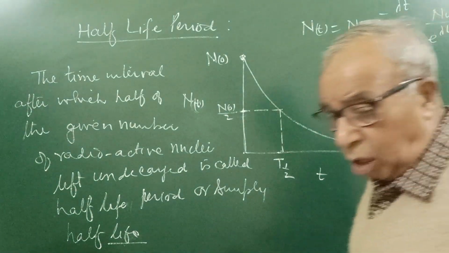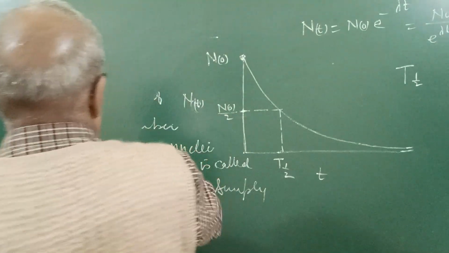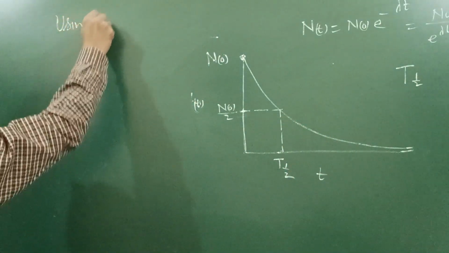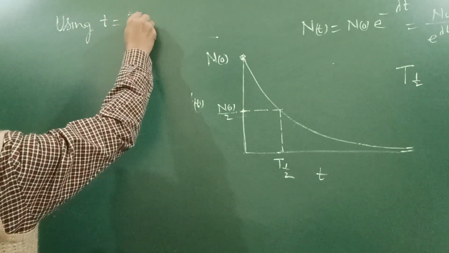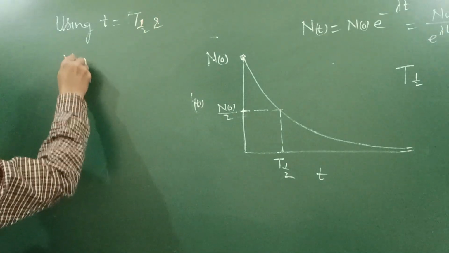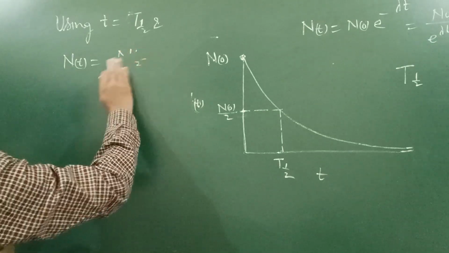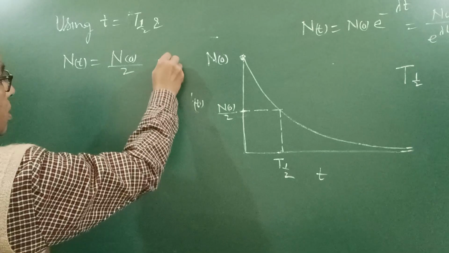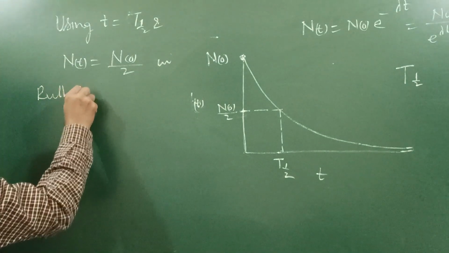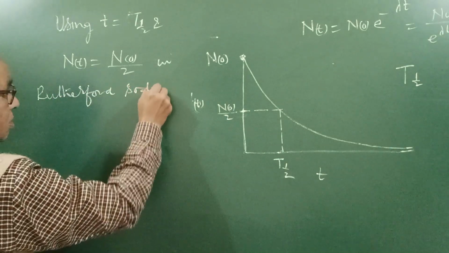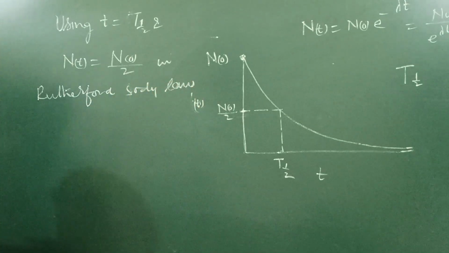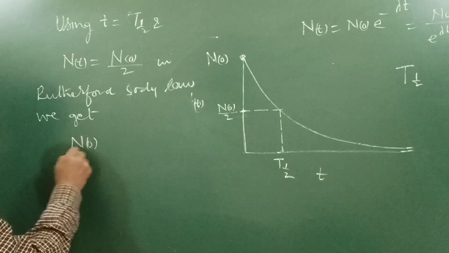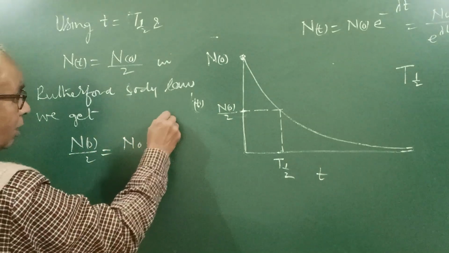Now putting t equal to t half, using N t equal to N0 by 2 in the Rutherford-Soddy law, we get N0 by 2 equal to N0 e to the power minus lambda t half.